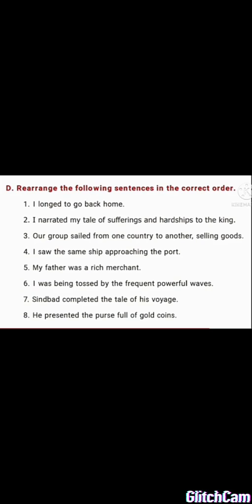First let me read all the 8 points. First one, I long to go back home. Second one, I narrated my tale of sufferings and hardships to the king. Third one, our group sailed from one country to another selling goods. Fourth one, I saw the same ship approaching the port. Fifth one, my father was a rich merchant. Sixth one, I was being tossed by the frequent powerful waves. Seventh one, Sindbad completed the tale of his voyage. Eighth one, he presented the purse full of gold coins.